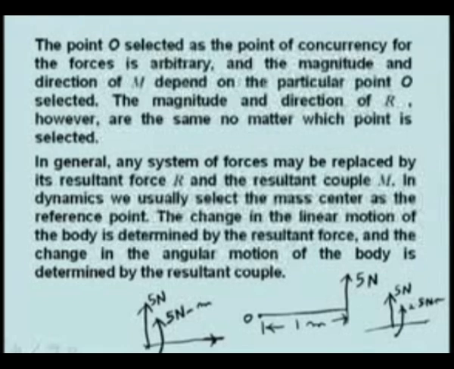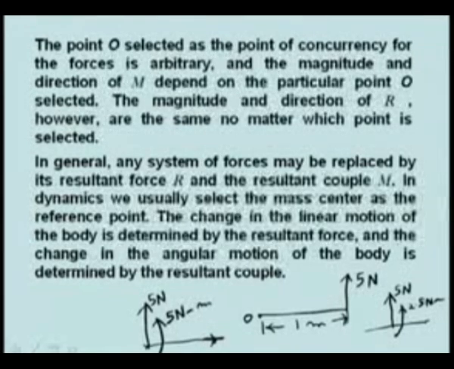So you see that in these two cases, the magnitude and direction of force remain the same. 5 Newton is the same as 5 Newton, although we transfer the force. However, the magnitude of the moment has changed, and similarly the direction can also change. In this case, the direction has not changed. In general, any system of forces may be replaced by its resultant force R and the resultant couple M.